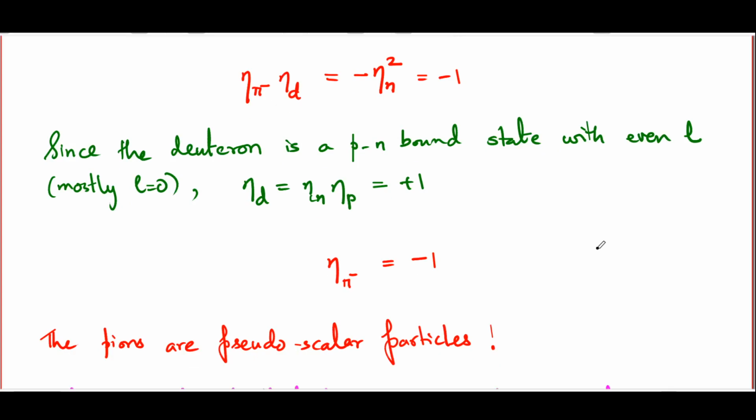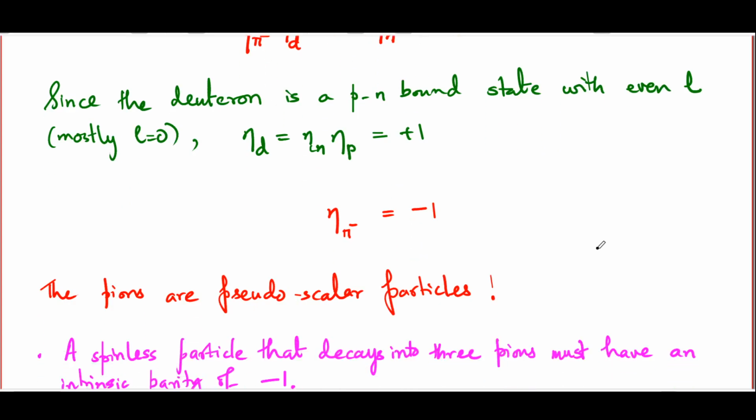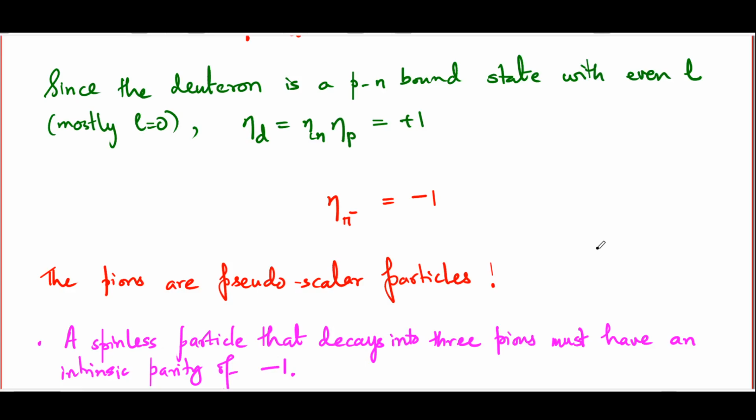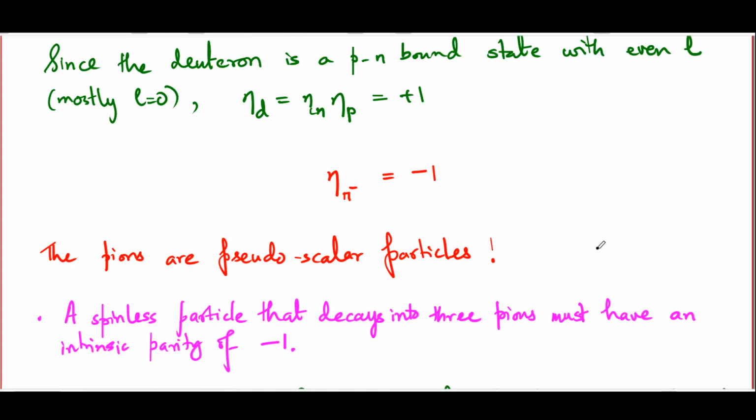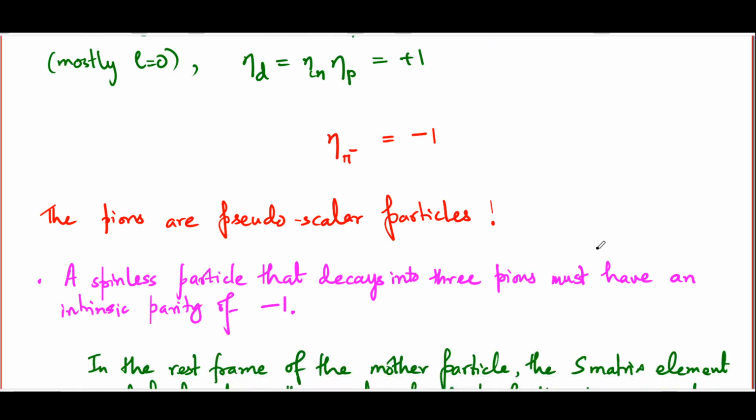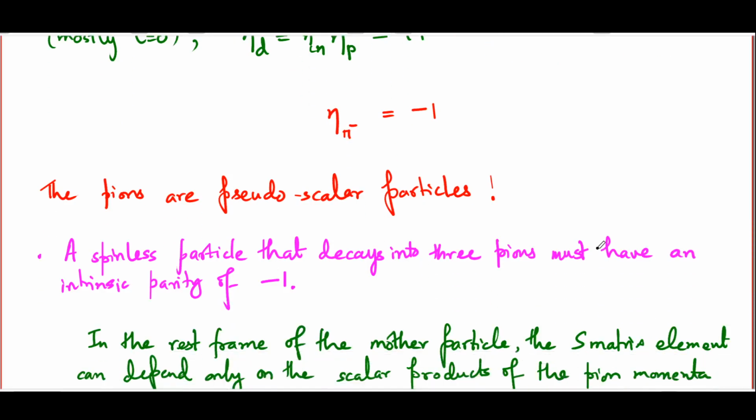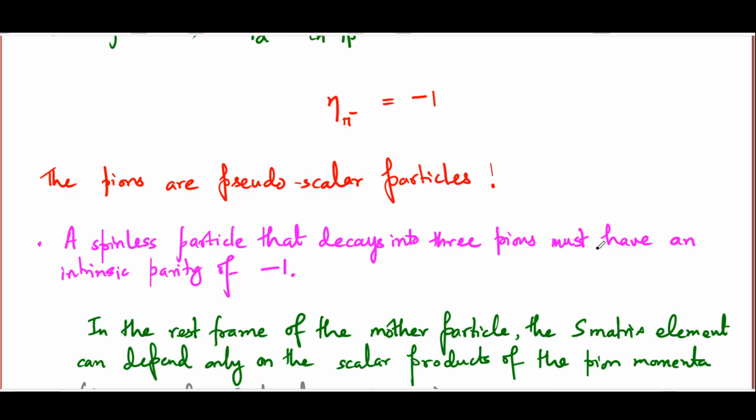One of these predictions is the following. A spinless particle that decays into 3 pions must have an intrinsic parity of minus 1. Here also, the argument is not as simple as it looks, because, well, you will see. Firstly, the argument goes this way. Since this must be a massive particle, after all it's decaying into 3 pions, it can be at rest in some frame.